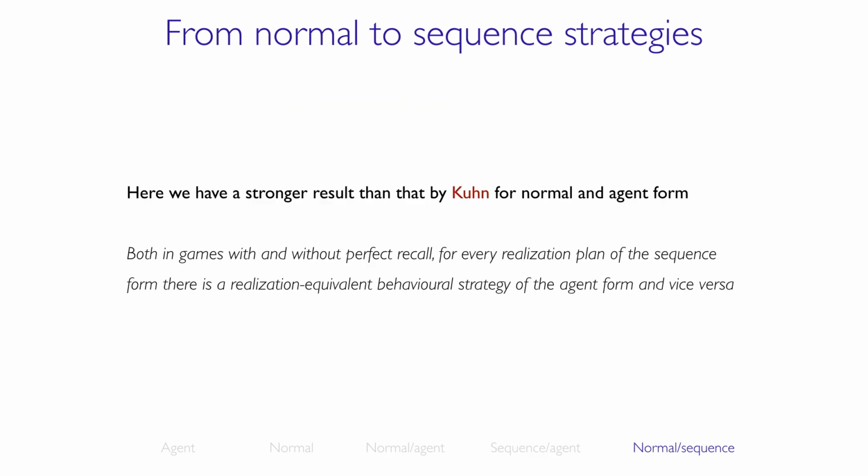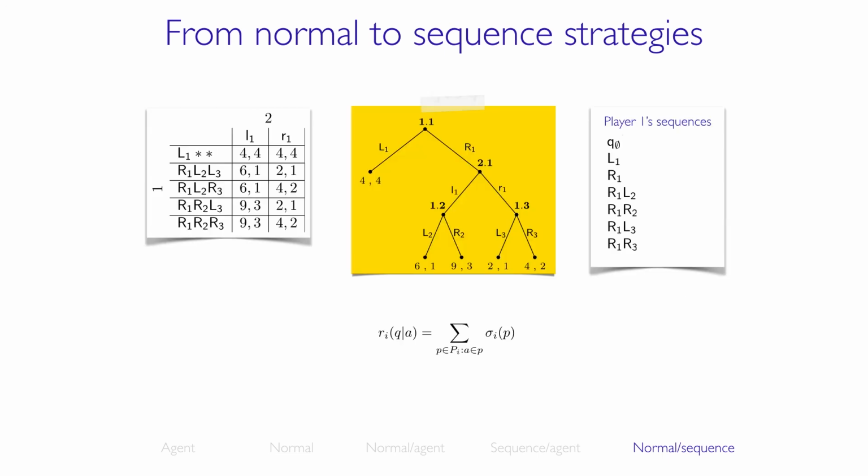Finally, we focus on the remaining case, that is, from the normal form to the sequence form. Here we have a stronger result than that by Kuhn for the relationship between the normal and the agent forms. Specifically, both in games with and without perfect recall, for every realization plan of the sequence form, there is a realization equivalent mixed strategy of the normal form, and vice versa. Consider the example in the picture and the formula.